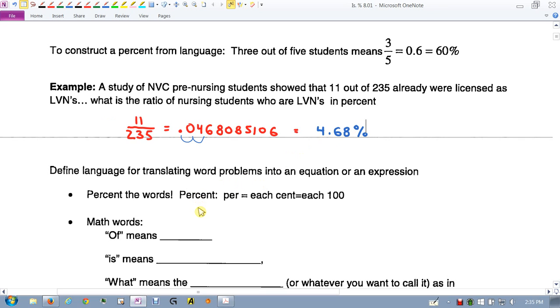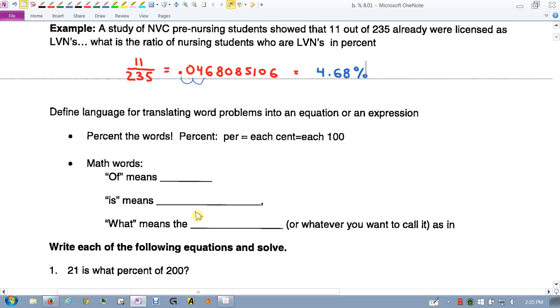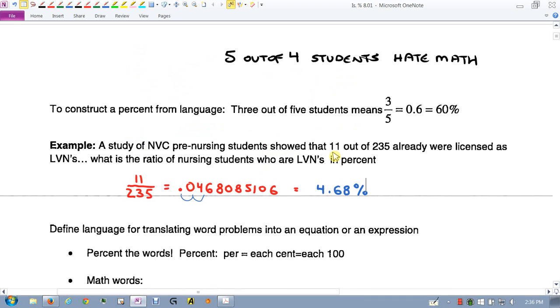Now, whenever we're doing word problems, there are some words that come up within the problems that always mean something, and we all need to be aware of these words, because when we see them, we automatically will replace them with symbols. So first, percent. Per cent equals per 100. Per is going to make you think that you're going to be setting up a ratio, or out of. When they say 11 per 235 students, that would still mean 11 out of 235.